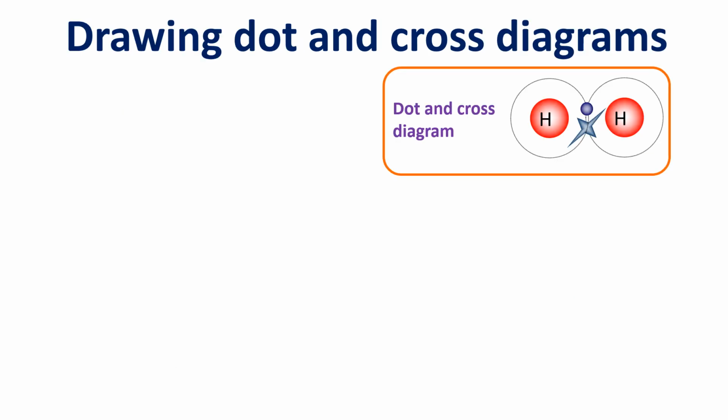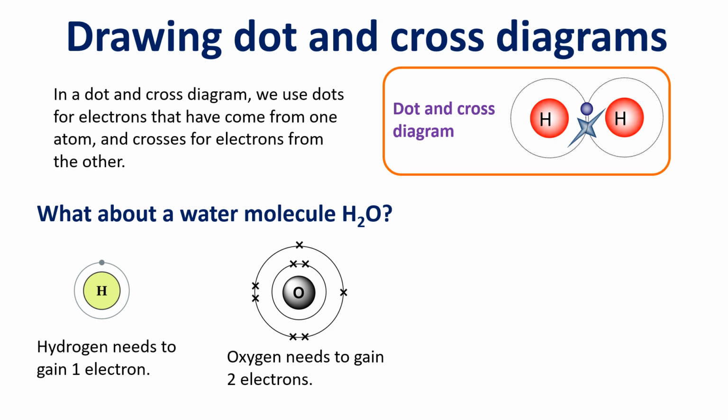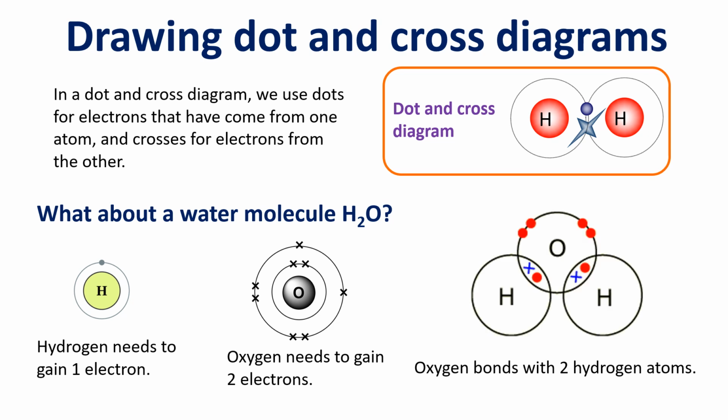Drawing a dot and cross diagram. We use dots for electrons that have come from one atom and crosses for electrons from the other. What about a water molecule, H2O? Hydrogen needs to gain 1 electron, oxygen needs to gain 2, so oxygen bonds with 2 hydrogen atoms to make a molecule of water.